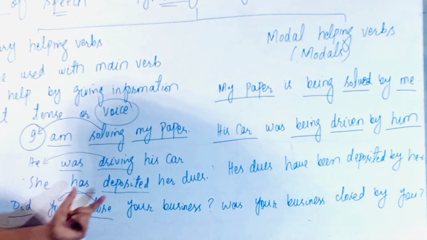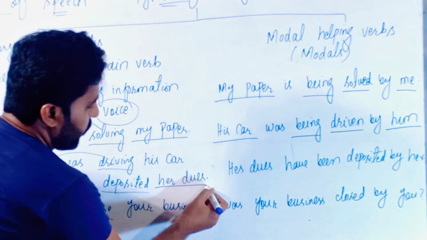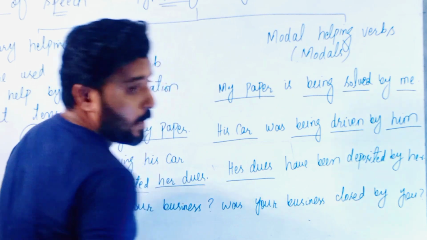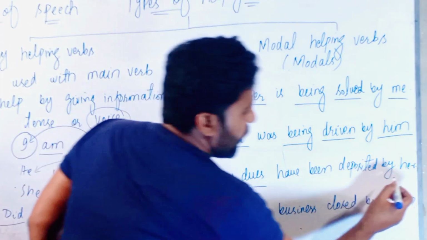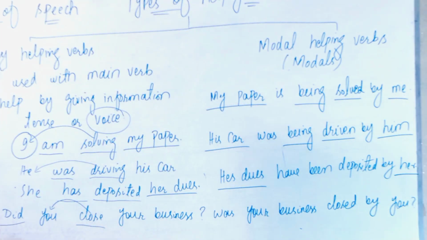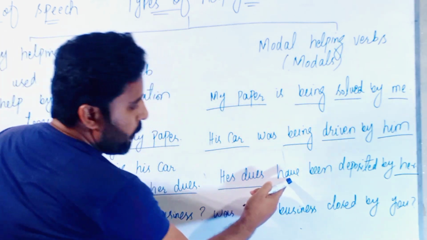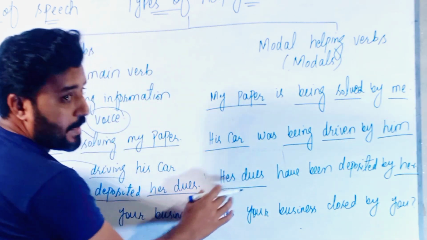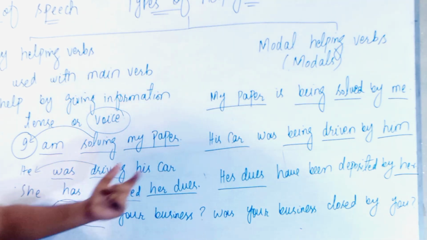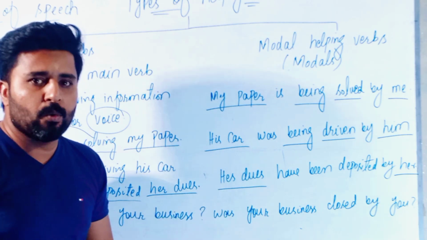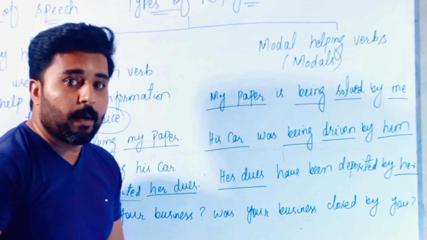In the third example, she has deposited her dues in active voice sentence. We made object of this sentence as subject in the passive voice. We made subject of the sentence in active voice as object in passive voice, and then we have changed the helping verb here because this helping verb is used with respect to this noun. Here she as a singular noun we use has, but in passive voice her dues is in plural form. So in plural form we have used the helping verb have.